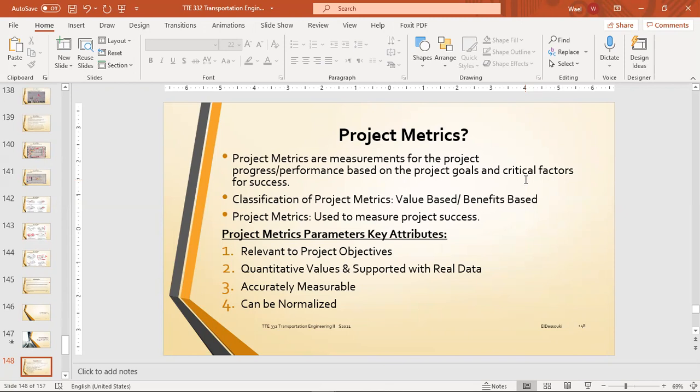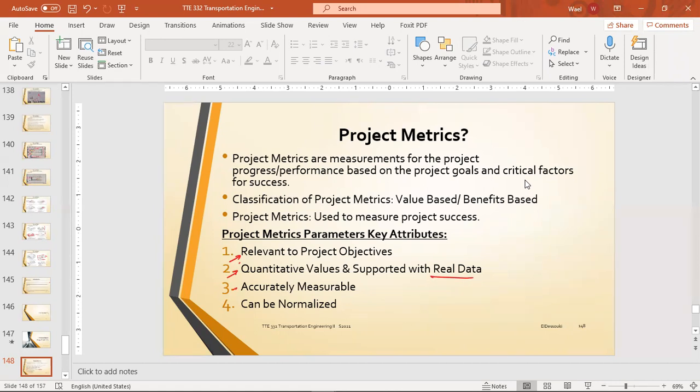First of all, the parameters must be relevant to the project objective. Number two, they must be quantitative values supported with real data. That means the performance parameters in the metric should be something measurable. For example, travel time, we can measure it. Number of accidents, we can calculate it, we have a record of it. It's based on real data. Number of fatalities, that's real data that we can collect.